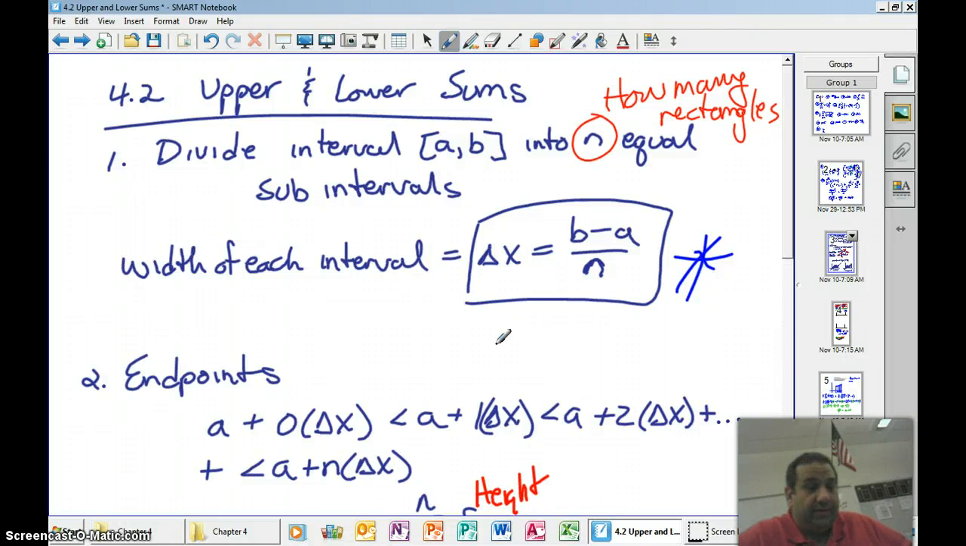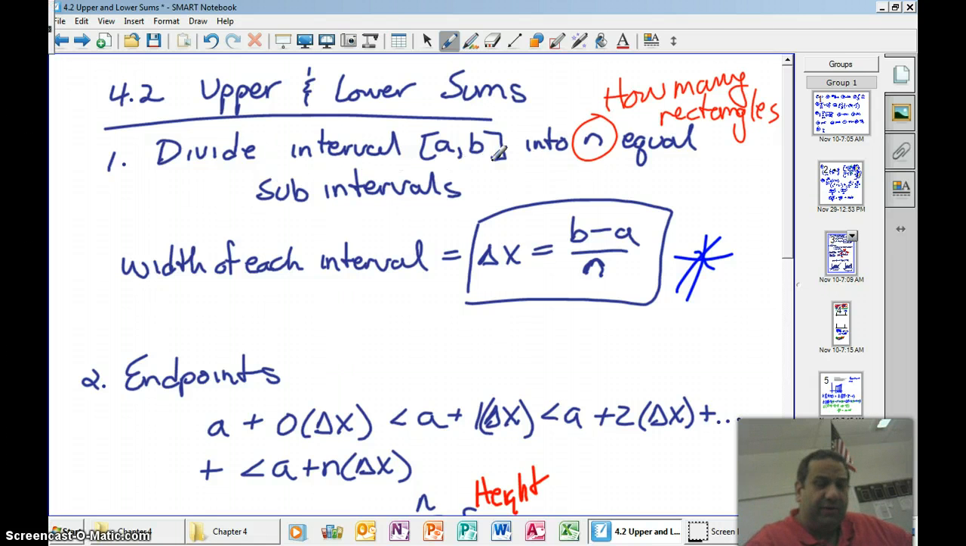Welcome. This is 4.2 part 2. We're going to talk about upper and lower sums. So now that we've mastered the summation, we're going to use it in some problems. So let's look at this.